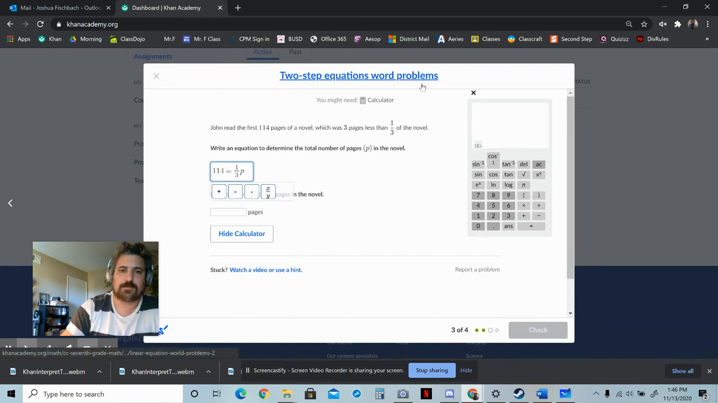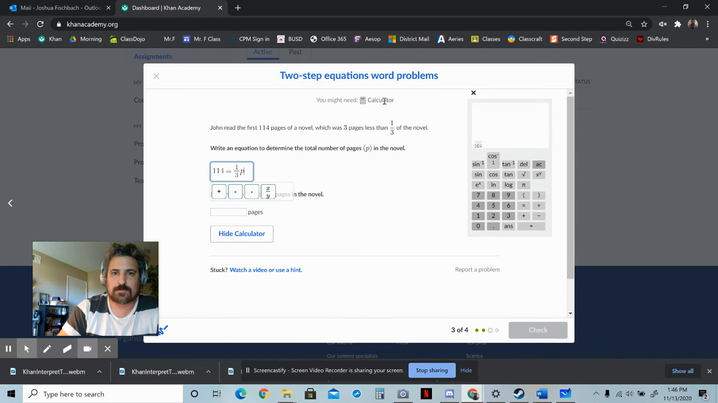So put that in. There we go. Okay. So this is 1/3 of the novel, number of pages of the novel times 1/3. This isn't the total 1/3, right? This is 3 less than the 1/3. So that's why it's 1/3 of the novel, take away 3 is equal to 114. If you solve this, you're just going to take the 114 and add 3 to it, because you're going to add 3 to both sides.